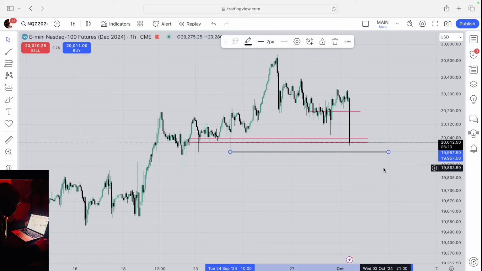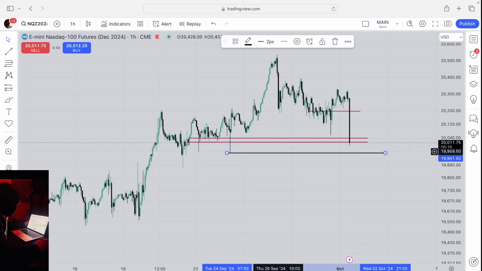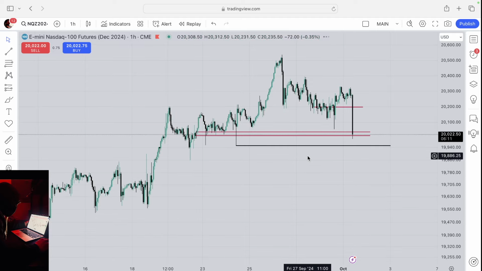Then from there, we're obviously going to study what price does from there. So what kind of signatures are happening? Are we rejecting off of that low? How quickly are we rejecting off of that low? Those types of things, okay?